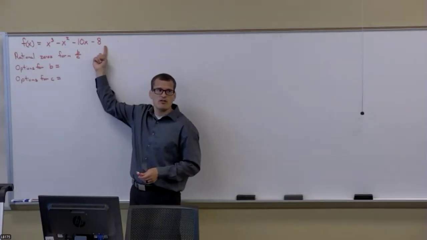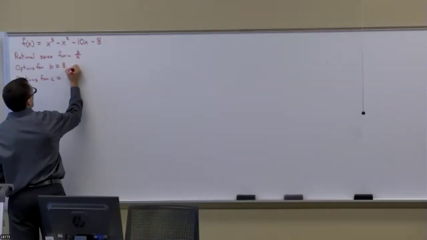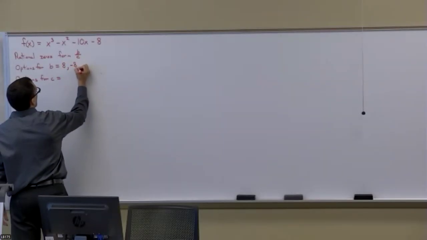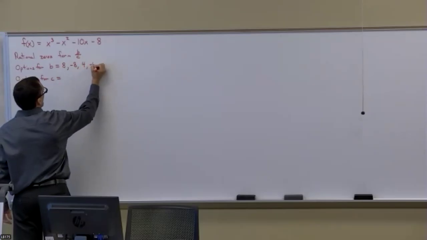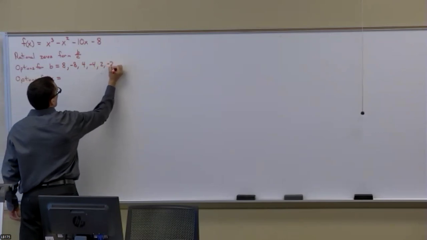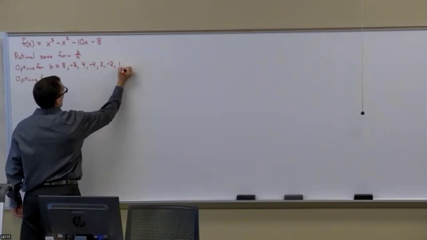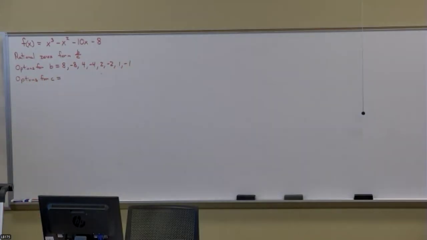So I'm going to look at all the factors of -8, and I'm going to list them all out. So we could do 8. We could have done -8. We could have done 4, -4, 2, -2, 1, -1. So those are all of the integer factors of -8.